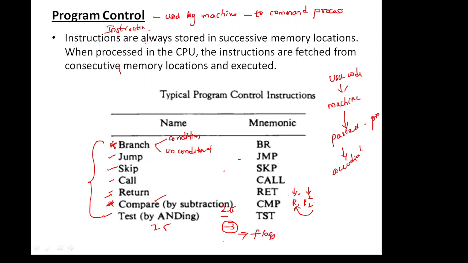Now, unconditional branch instructions. In unconditional branch instructions, we come across jump, JMP, and move. These two come under the unconditional branch instructions. It causes an unconditional change of the execution sequence.